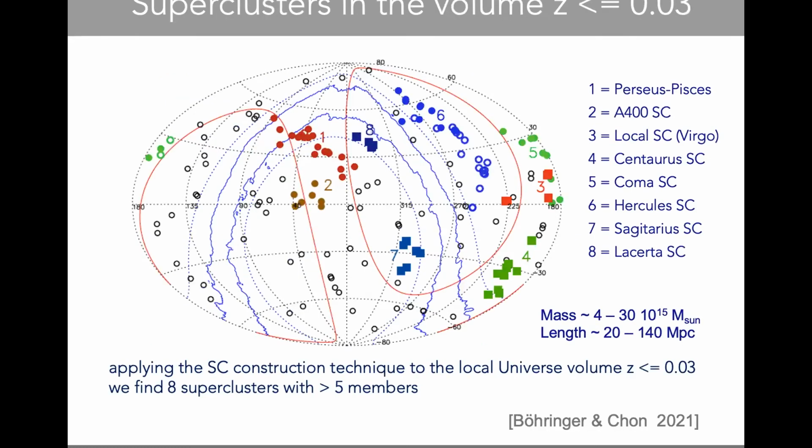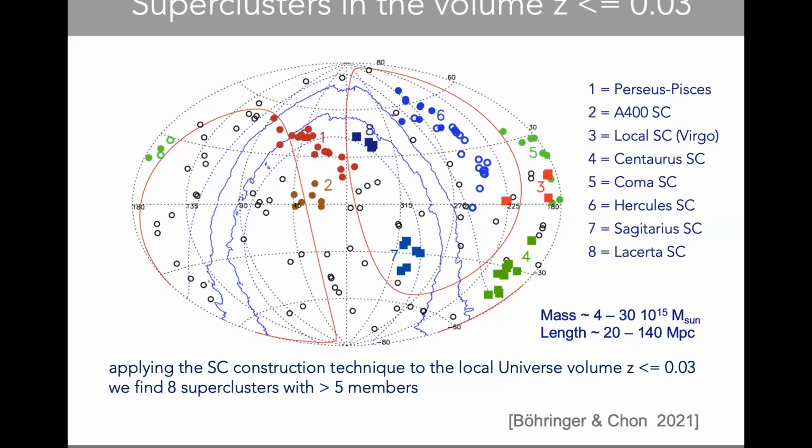If you do that, we ask that these units have at least more than 5 members to call it a supercluster. We get 8 structures sticking out to this redshift over here, and they have masses of that, lengths of that, and the most prominent ones are Perseus-Pisces, one of the first ones that have been known, Centaurus, Great Wall or Coma supercluster, and Hercules. And then we have smaller things.